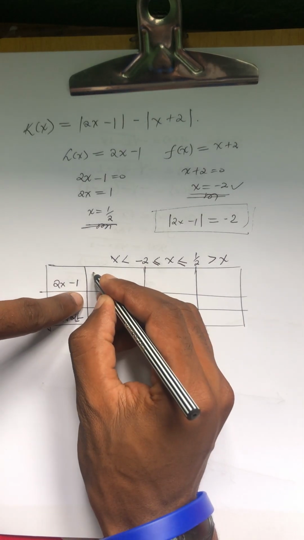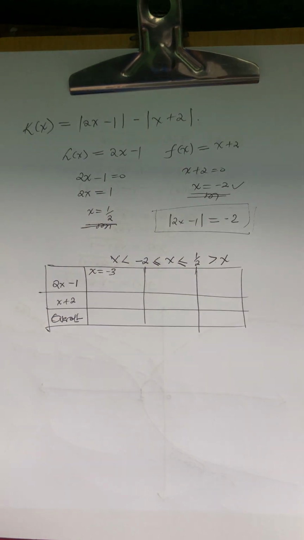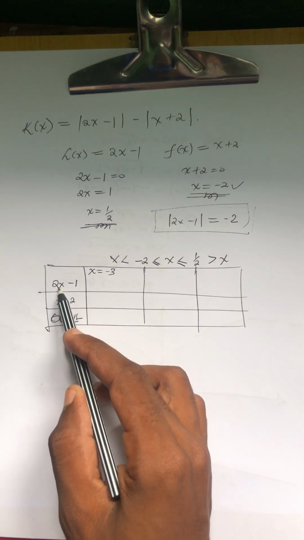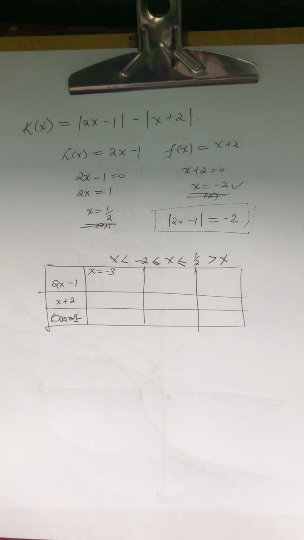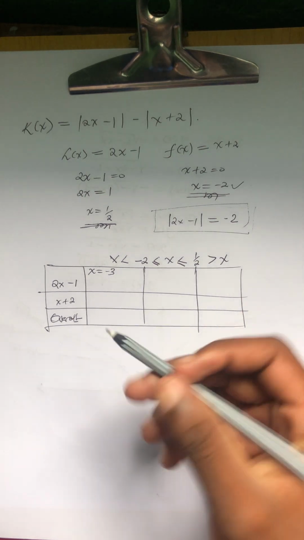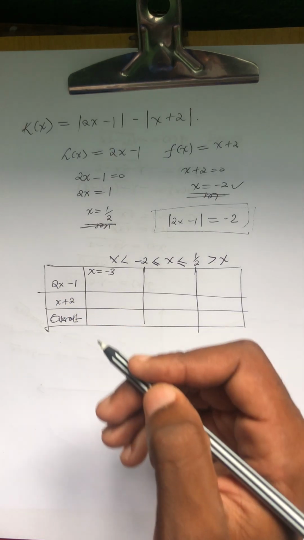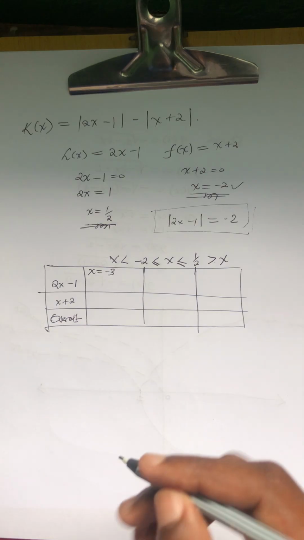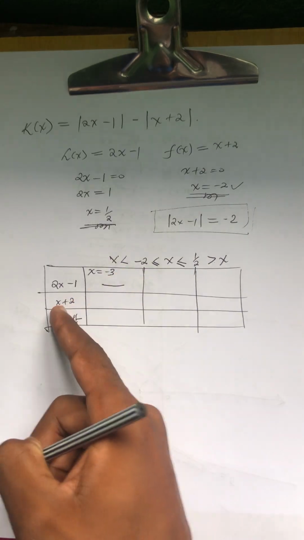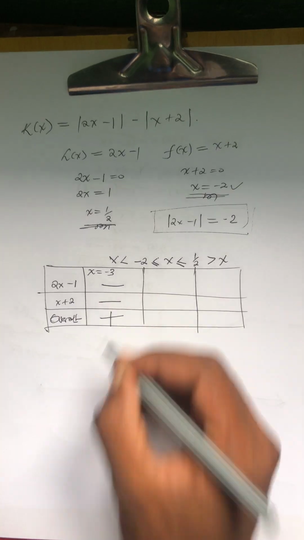So let's just say x is equal to minus 3, because minus 3 is less than negative 2. If you plug in negative 3 where x is and solve, will the answer be negative or positive? Negative 3 gives negative 6, and negative 6 minus 1 is negative 7. We are only interested in the sign, so we have a negative here. If you put minus 3 in the other factor, you're going to get negative 1. Then multiplying this by that, you have a positive.